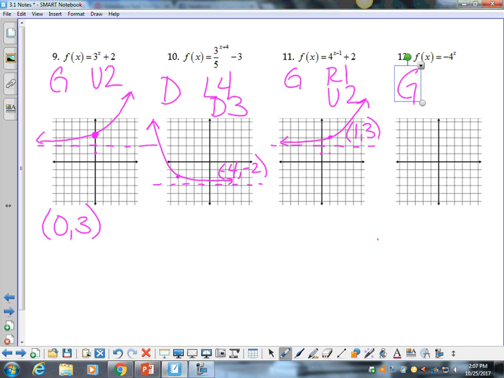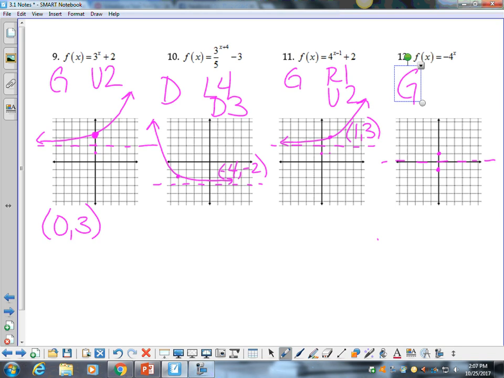Okay? So watch. This is not up, down, right, left. This is just right home, right? Because he has no shifts. Okay? Draw your asymptote. Because if I have to flip it over the asymptote, I need to see where the asymptote is. Now, when you flip it, if your point is 1 above your asymptote, when you flip it, where are you going to be? Exactly.